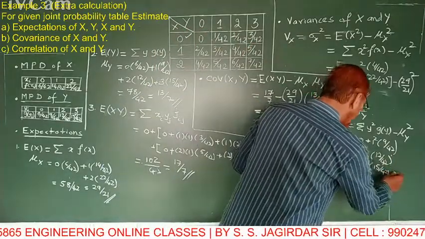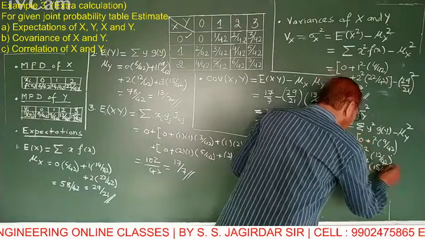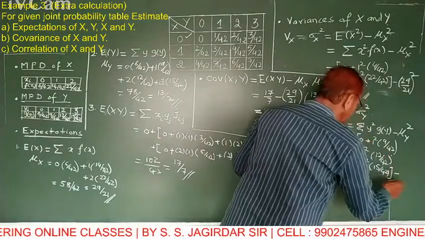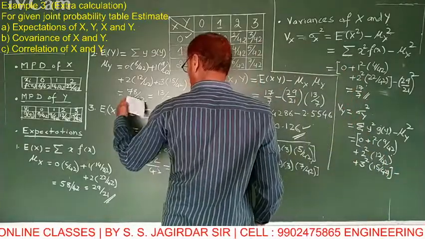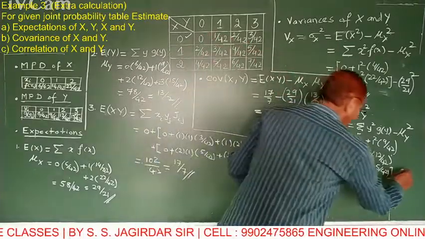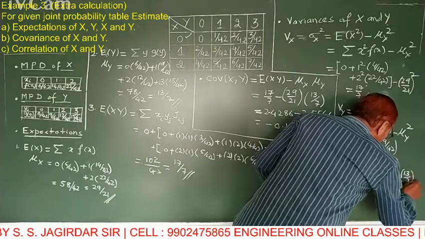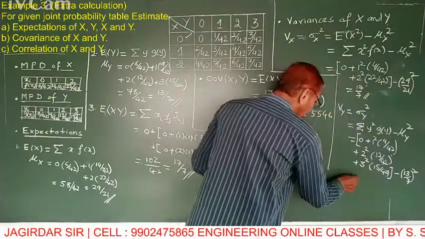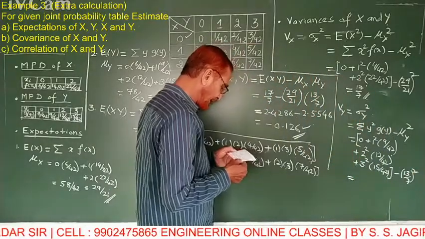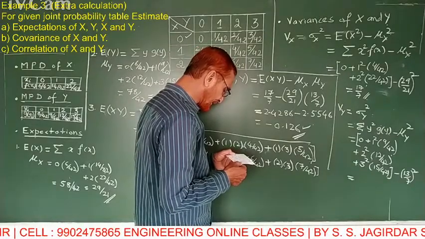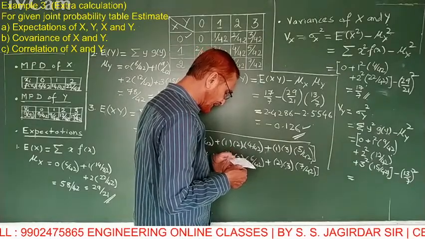So here also, in the summation of all values, you have to subtract mu y. What's mu y? Mu y is 13 upon 7, its square. And this will give you the variance. What is the variance? Variance of x.